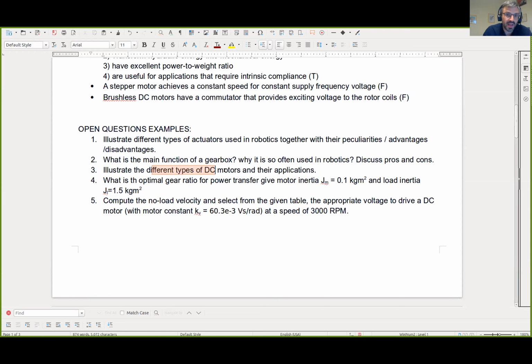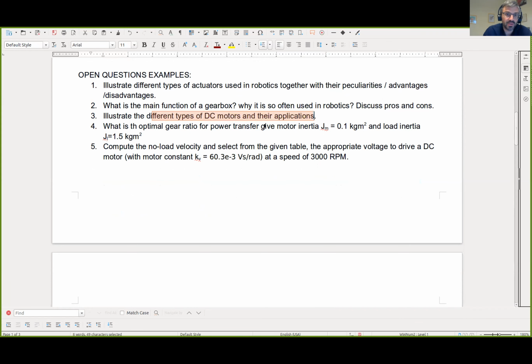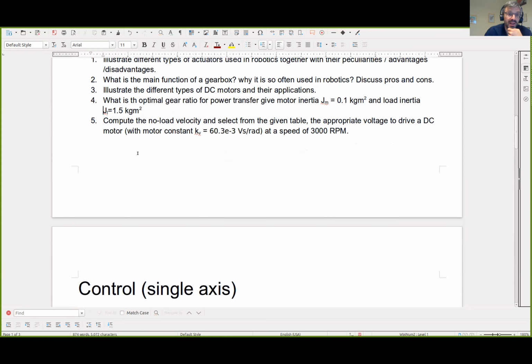Then illustrate different types of DC motors and their applications. Another example: you remember the optimal gear ratio for power transfer with two inertias, one for the rotor and one for the load. There is a small formula to apply, and then the steady state characteristics of a DC motor. Remember the various parameters like the no load velocity, the stall current, and the no load torque.